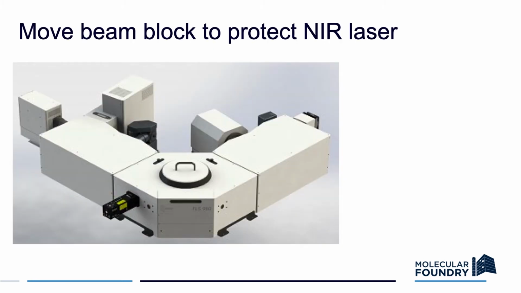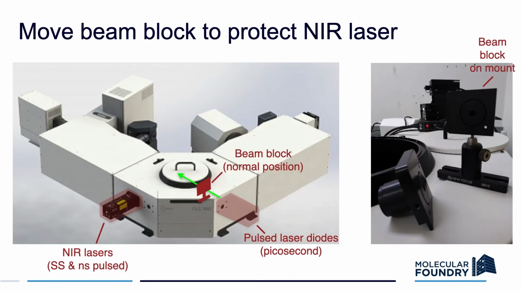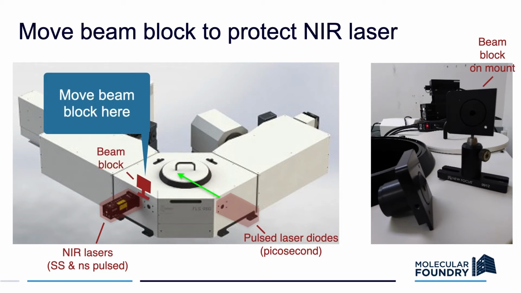Before you use the picosecond lasers, you want to take a beam block that normally protects the picosecond laser and move it in front of the near-infrared laser instead. So on the right, you can see a picture of this beam block. It's normally mounted on a Thorlabs freestanding mount. And this is how it would be both in front of the picosecond laser and also in front of the near-infrared laser.